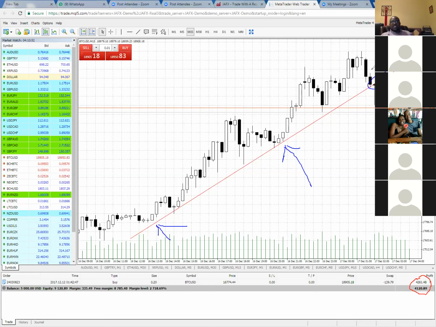There was a slight fight in that area, and the bears won. So the trend continued to the downside. Anytime you see a trend line break, anytime you see a trend line completely break, that area there is called a no trade. Do not take a trade.